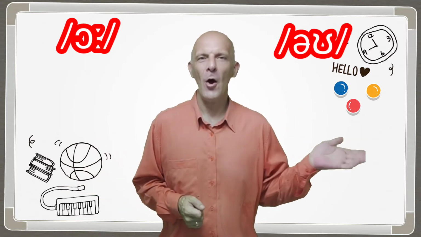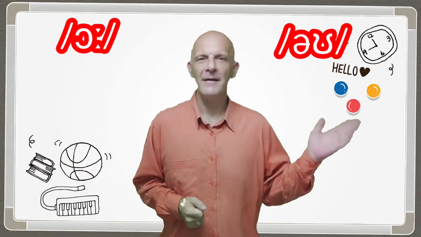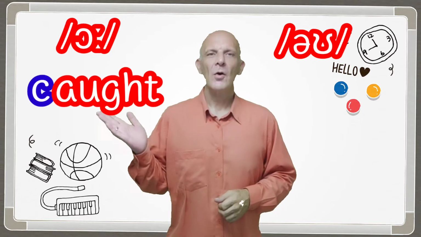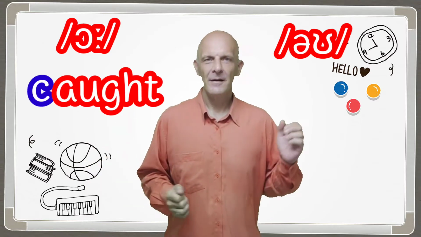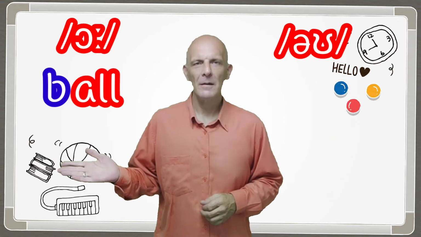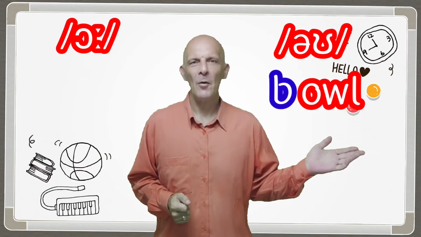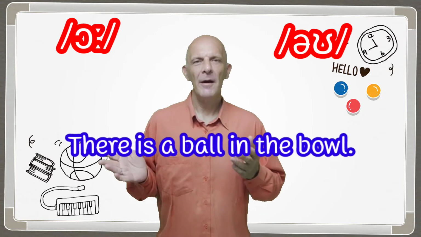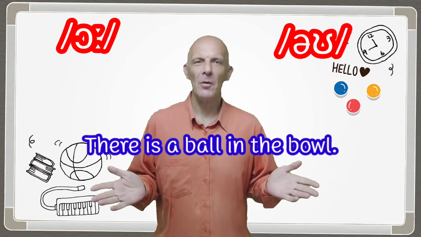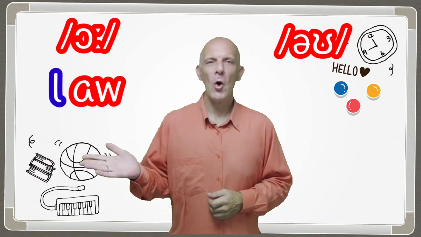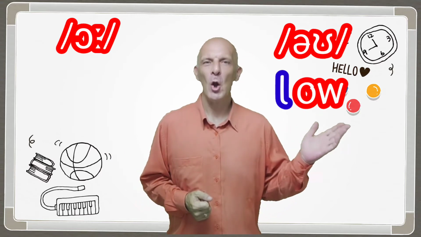Now let's compare O and O. Long vowel sound, diphthong vowel sound. Court, coat, ball, bowl. There are balls in the bowl. Law and low.